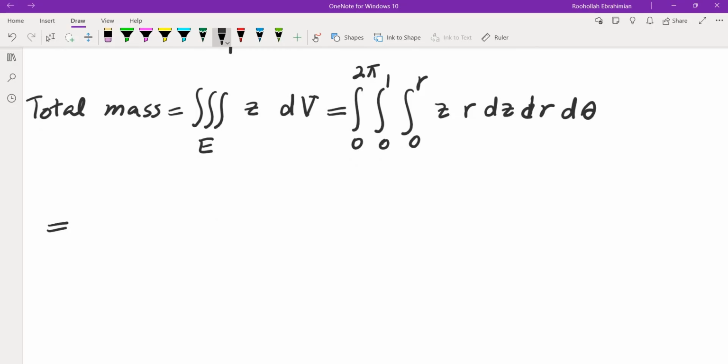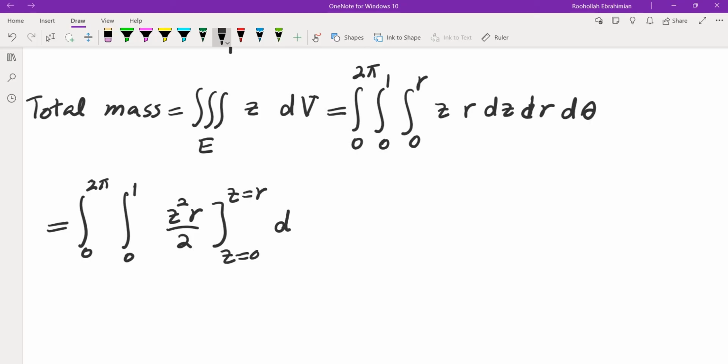And then we will evaluate the integral. So 0 to 2 pi, 0 to 1. So next we'll have to evaluate this one dz. So zr dz would be z squared r over 2 from z equals 0 to z equals r. And then dr d theta, 0 to 2 pi, 0 to 1. When we plug in r, we get r cubed over 2. And when we plug in 0, we get just 0.